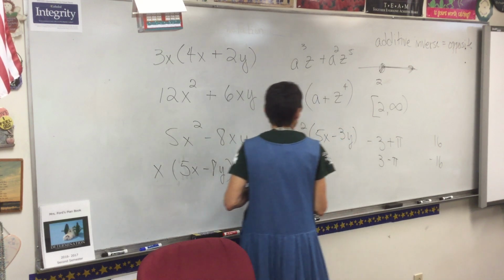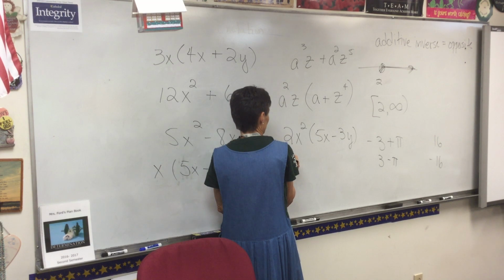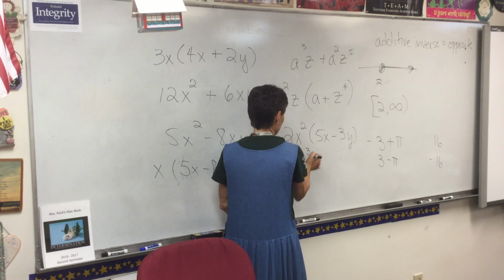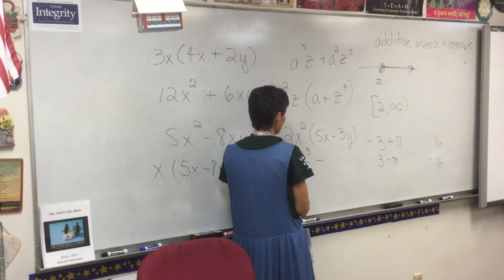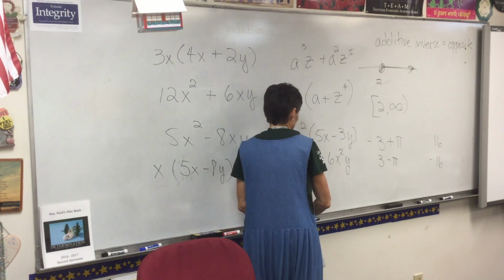D. Distribute it. Here we go. 10x to the third. Everybody good with that? 10x to the third minus 6x squared y. Perfect.